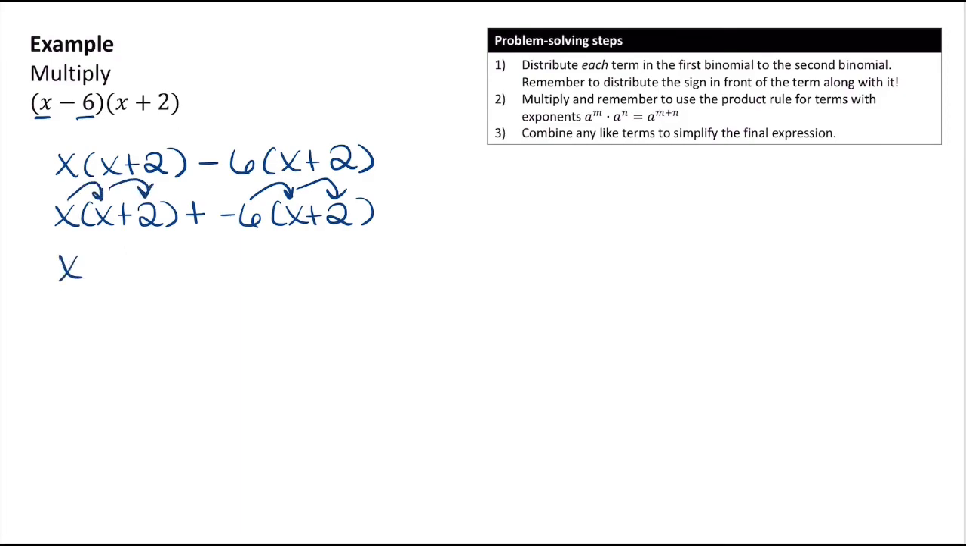So I'm going to get the terms x squared plus 2x plus negative 6 times x, which is negative 6x, plus negative 6 times 2, which is negative 12.